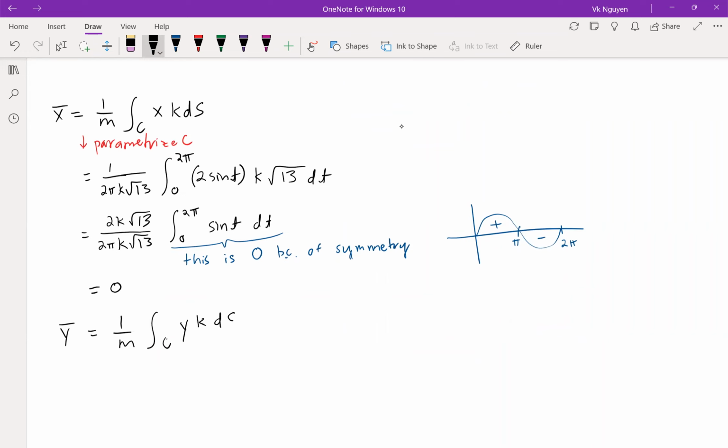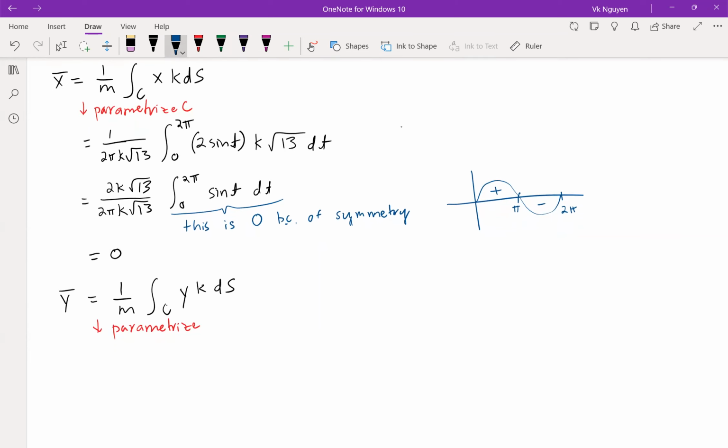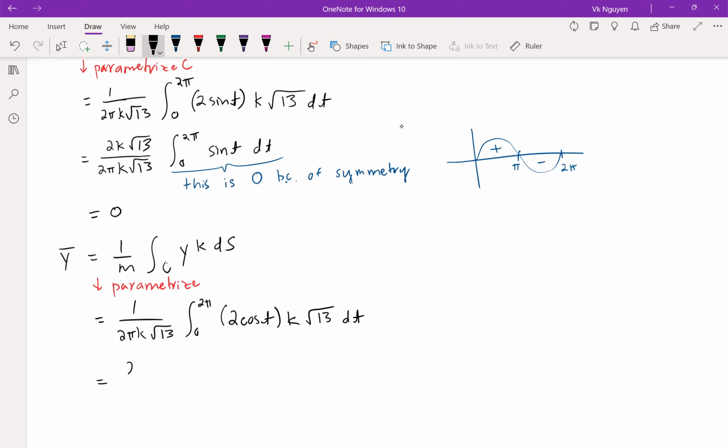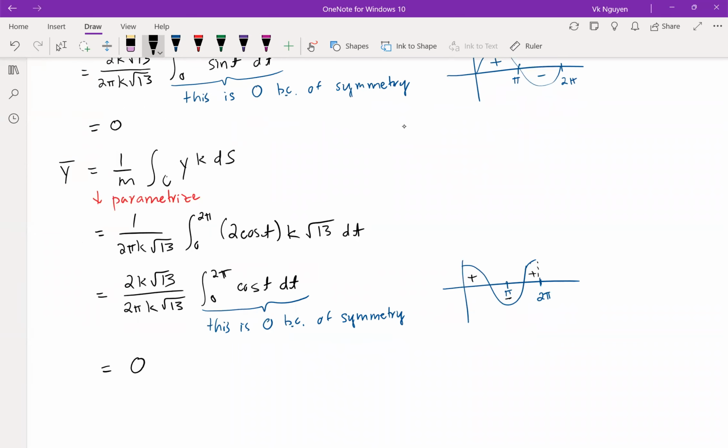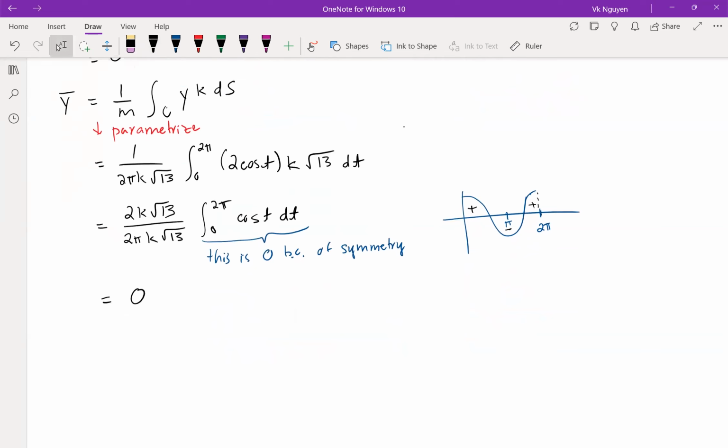Y k ds. Parameterize this thing. Pretty much the same thing. Two pi is the 2 cosine t k root of 13 dt. 2k root of 13 over 2 pi k root of 13, integral 0 to 2 pi cosine t dt. 0. So x bar is equal to 0, y bar is equal to 0.